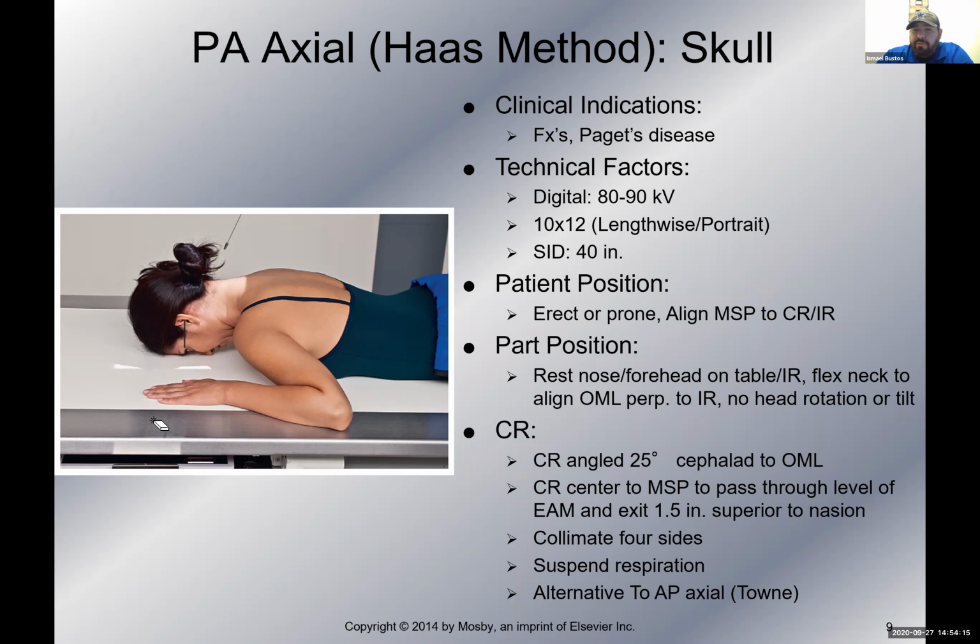All right, it is an alternative to the AP axial Towne. So when we look at the radiograph, we still want to see the same structures we saw for the AP axial Towne. Okay, so biggest differences here, it's a PA projection rather than an AP, and it's 25 degrees cephalad to the OML rather than 30 degrees caudal to the OML.